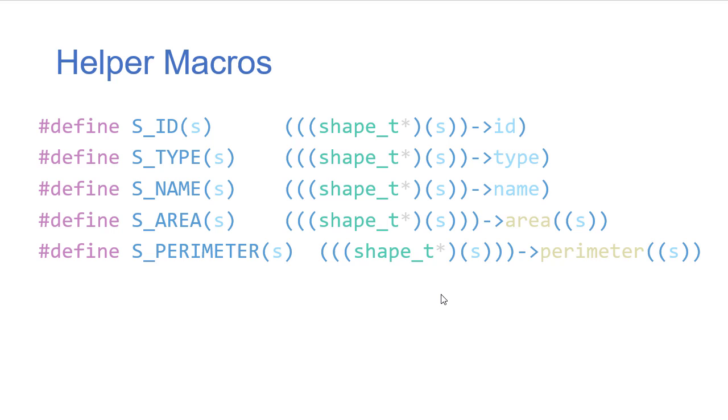Now we're also going to use some helper macros here. And the reason is that it can get kind of difficult to always be doing different casts. If we have a shape pointer, then we'll define these macros that take a shape pointer as a parameter and expand that to cast that pointer to a shape T pointer, and then either return the specific field or invoke the appropriate function in the case of area and perimeter. These first three you can almost think of as accessor methods, and then these two would be actually invoking the function area or perimeter for that particular shape.